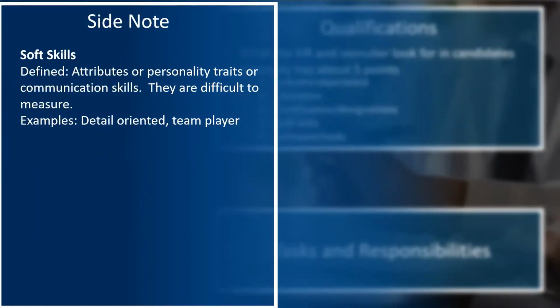When I'm talking about soft skills, I'm talking about attributes, personality traits, or communication skills. They are inherently difficult to measure, unlike tasks such as stocking a shelf. You can always measure how fast it takes someone to stock a shelf. But with soft skills, it's a little bit harder. How detail-oriented is a person? Or how much of a team player are they? These things are inherently difficult to measure. So when I'm talking about soft skills, this is what I'm referring to.